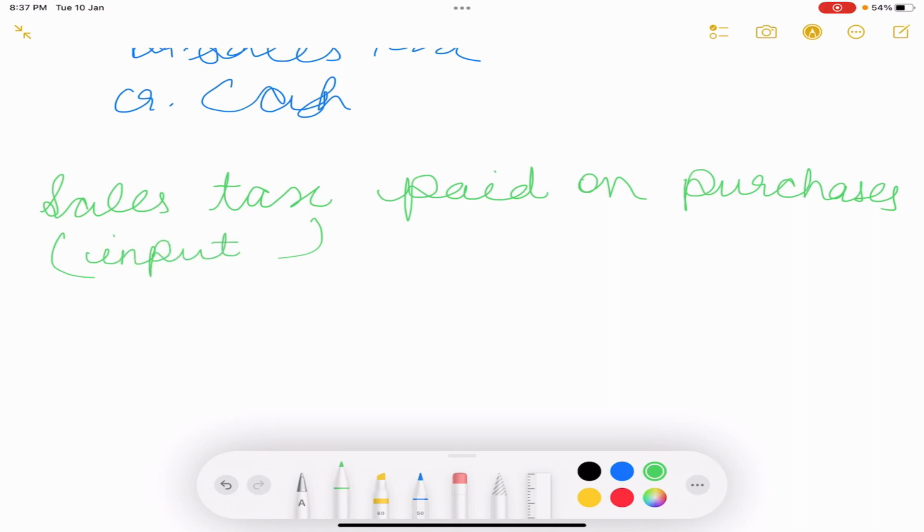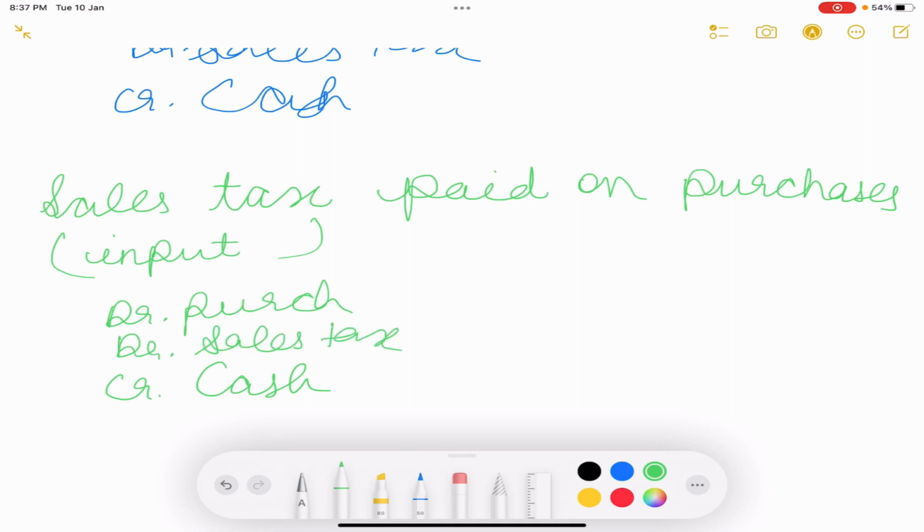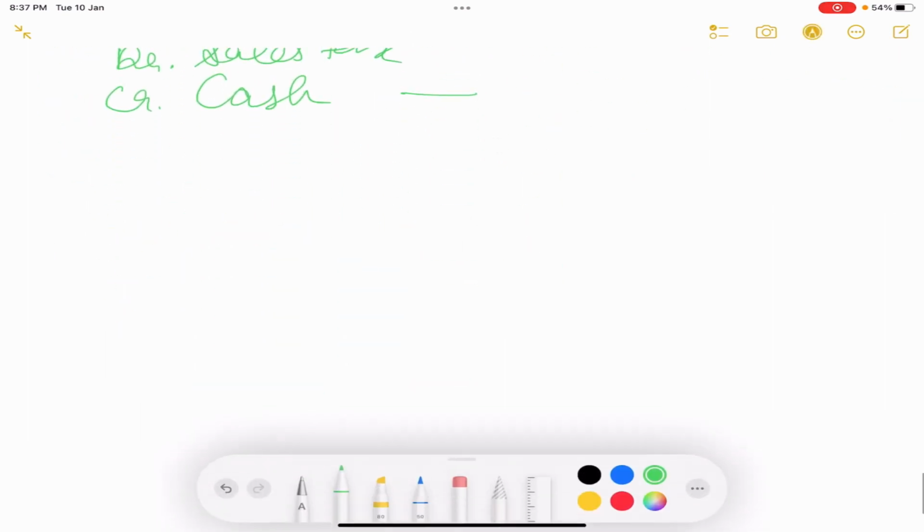What is the journal entry of sales tax which I have paid on purchases? So this is my input tax, which is something I have paid to the government, right? So credit cash, debit purchases. I have purchased something, and debit sales tax also, and credit cash. So I will always put the net value of purchases, and here I will put the sales tax, and cash will always be the total of what I have done.